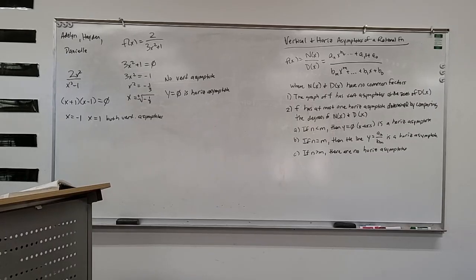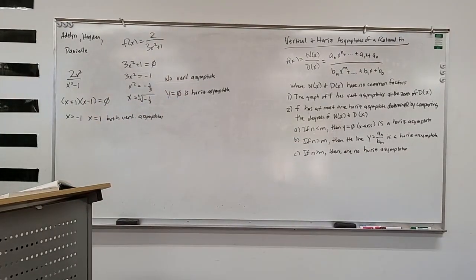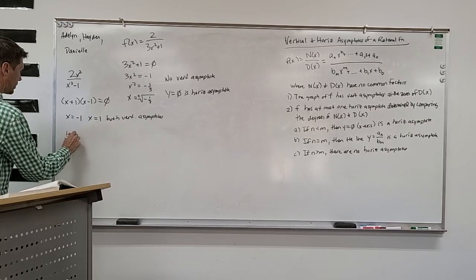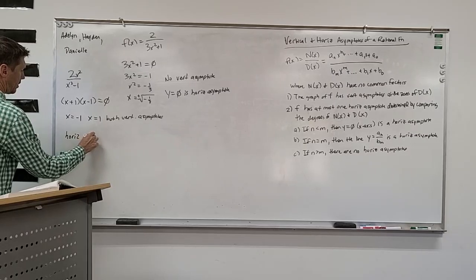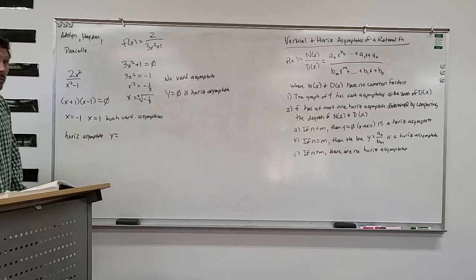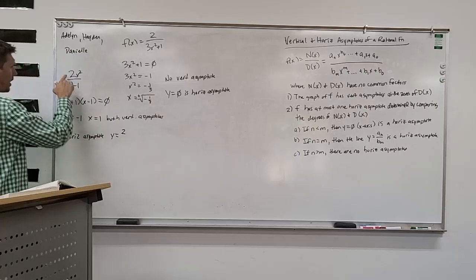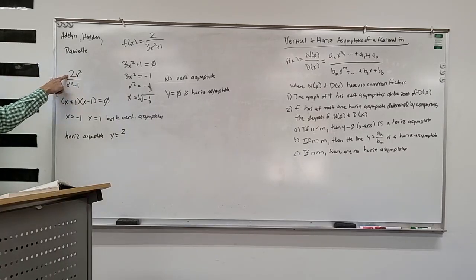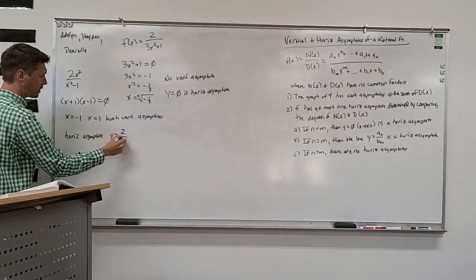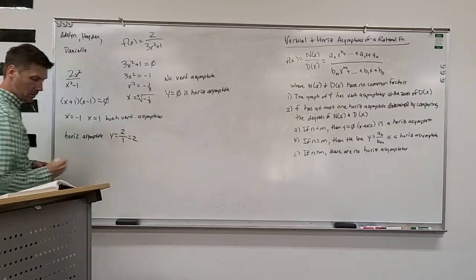To determine the horizontal asymptote, we've got n equals m. The degree is the same for the top and the bottom, and so the horizontal asymptote is a line. So 2 is our leading coefficient of the highest term on the top, and 1 is the leading coefficient of the highest term on the bottom. So it would just be y equals 2.